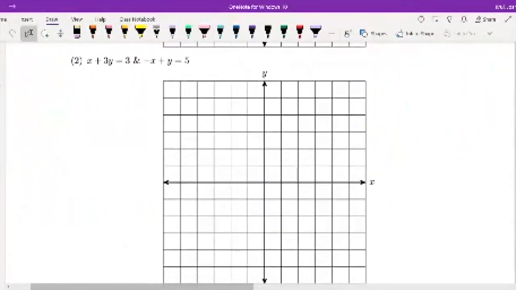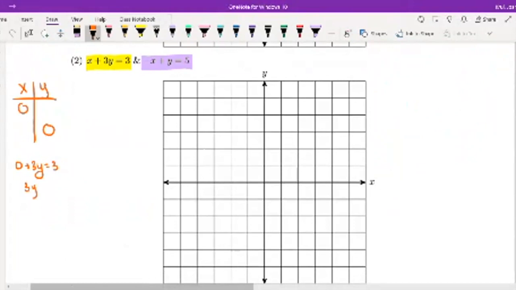For question 2, we're going to do the exact same thing. We're going to take the first line and the second line and create that table of values. For the first line, we'll just set up our zeros because that's always the easiest thing to do. So we'll plug in 0 for x, and 3y is 3, so y is 1. Then we'll plug in 0 for y, so we get x plus 3 times 0 is 3. X plus 0 is 3, then x is 3. So now we're plotting the points 0, 1 and 3, 0.